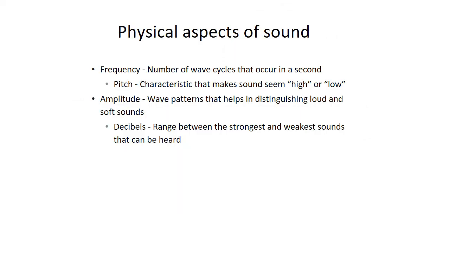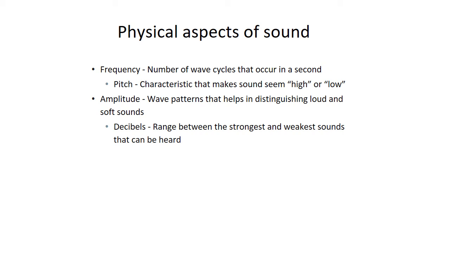Let's take a minute to recap the physical aspects of sound. As we recall from an earlier slide, we have sound waves and light waves that come in, and they have different amplitudes and frequency. When we're talking about sound, frequency, which is the number of wave cycles that occur in a second, is important for pitch. That's the characteristic that makes a sound seem high or low. So that has to do with the frequency. The frequency is the distance between peaks of the waves.